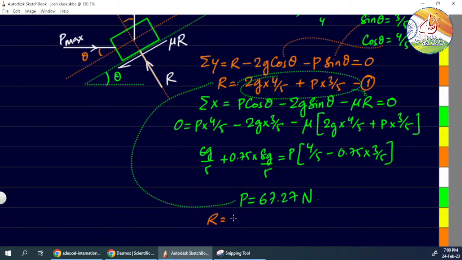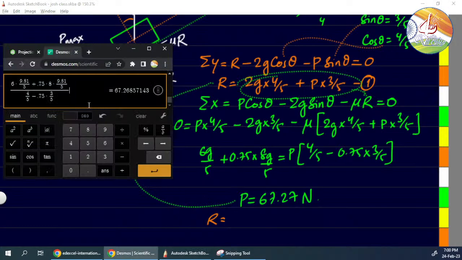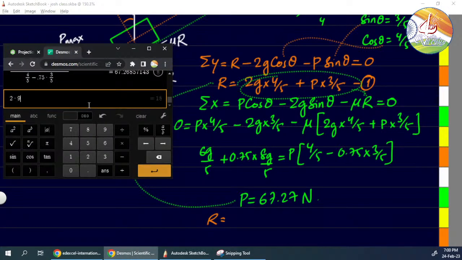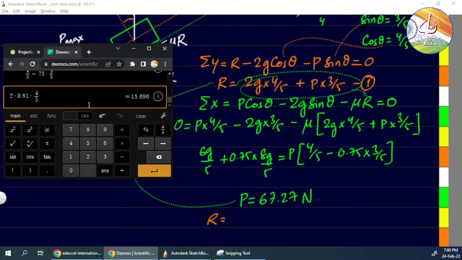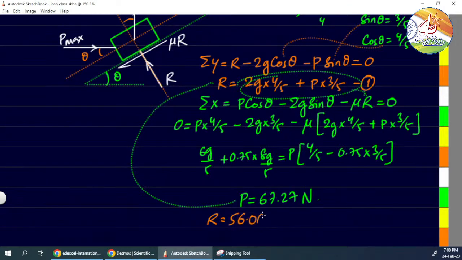So R equals, substituting the P value, 2 into 9.81 into 4 by 5 plus the P value 67.27 into 3 by 5. That's giving us 56.06 newtons. So these are our answers.